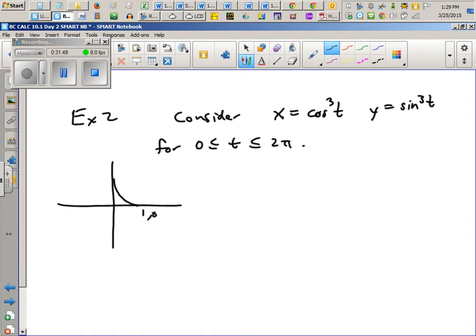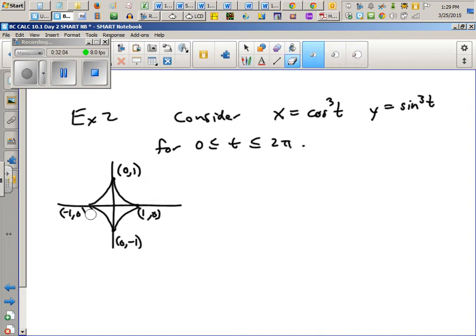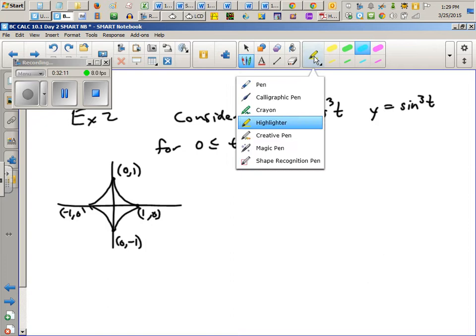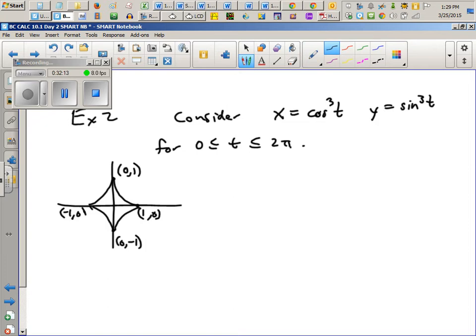It goes from (1, 0) to (0, 1), to (-1, 0), oops, to (0, -1), and then back to home plate. How do I know it travels in this order? Well, to be honest, I was mentally plugging in 0. If you plug in 0 for the time, you actually get 1 and 0.